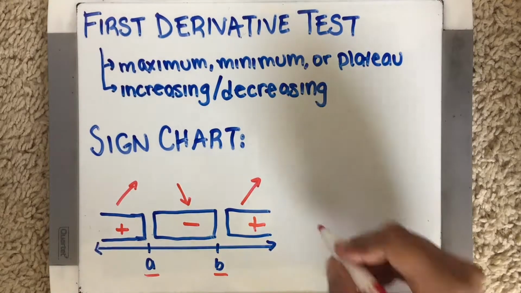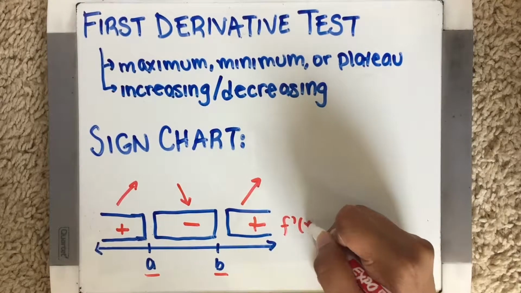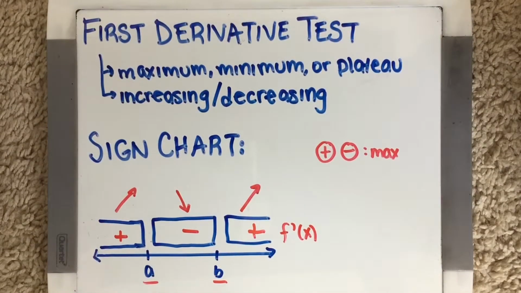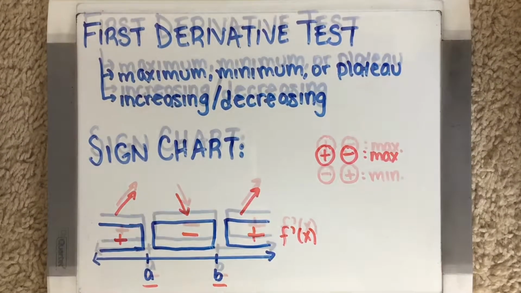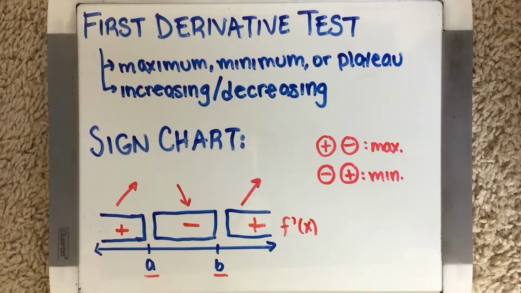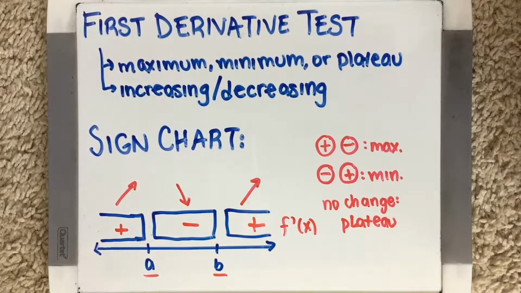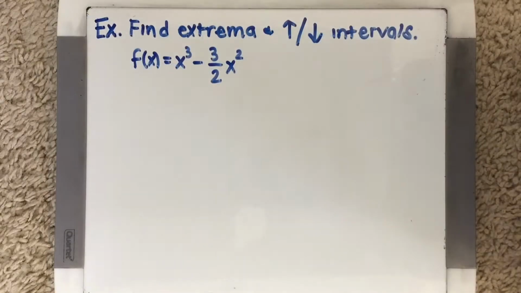In addition, we can determine extrema using patterns in sign changes. For example, increasing to decreasing, or positive to negative, means a maximum is at that point. Decreasing to increasing, or negative to positive, means a minimum, and no change at all in the sign or direction means a plateau. Let's try some examples.